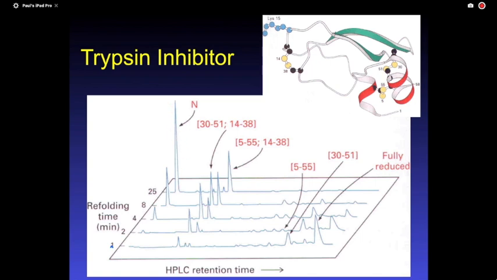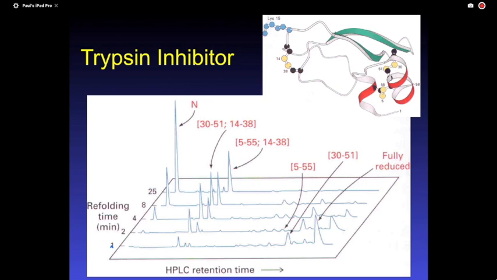Okay? What does this experiment say to me? And what does this experiment say to you? And does it say the same thing? Okay. All right, so you understand where the graph is. What would you have expected, or which disulfide would you have expected the first one to form of the three? 14-38. 14-38? Why do you think that one's the first one to form?